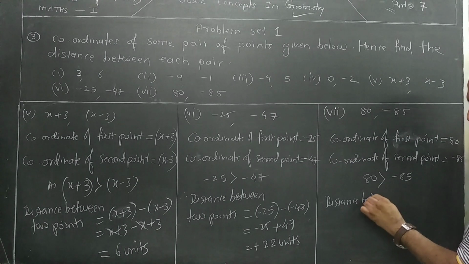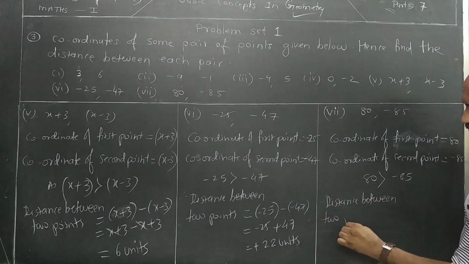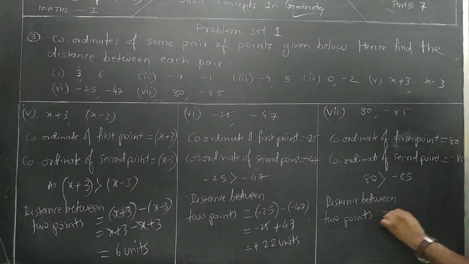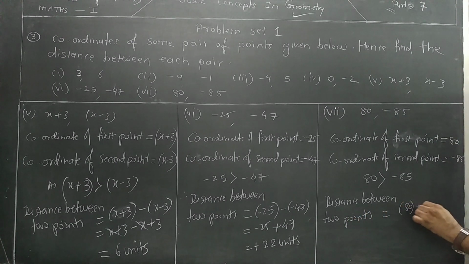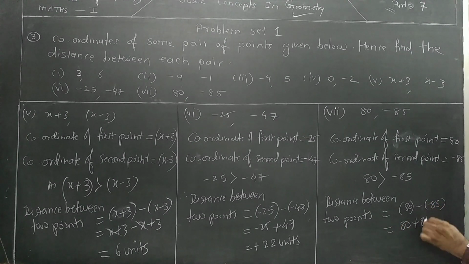So what I am going to write now? Distance between 2 points is equal to 80 minus 85. So 80 plus 85 is 165 units is the final answer. Okay, please students, copy down it properly.